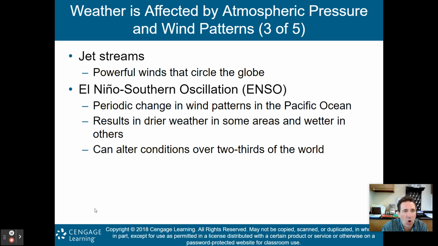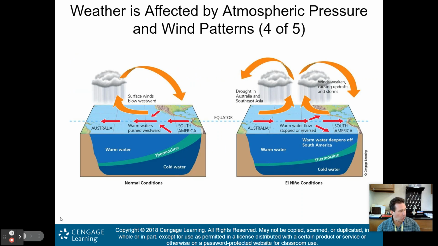Then we have something called the El Nino Southern Oscillation, otherwise known as ENSO. This is periodic changes in the wind patterns in the Pacific Ocean. This results in drier weather in some areas and wetter weather in other areas of the globe. And El Ninos can alter weather conditions over 2/3 of the world. So here's a little bit more about El Nino.